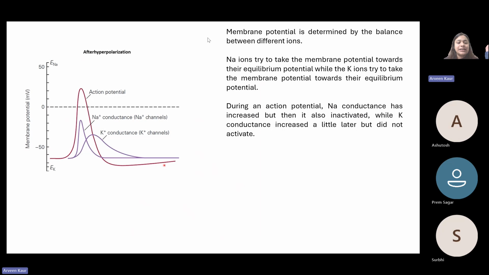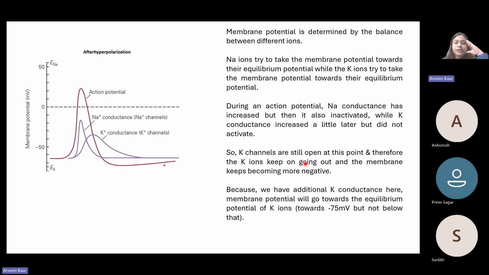So earlier it increases very quickly, but then it starts getting inactivated, while potassium conductance increases a little later, but it also remains active for longer, right? It does not deactivate. So potassium channels are still open at this point. Therefore, potassium keeps going out and the membrane keeps becoming more negative.